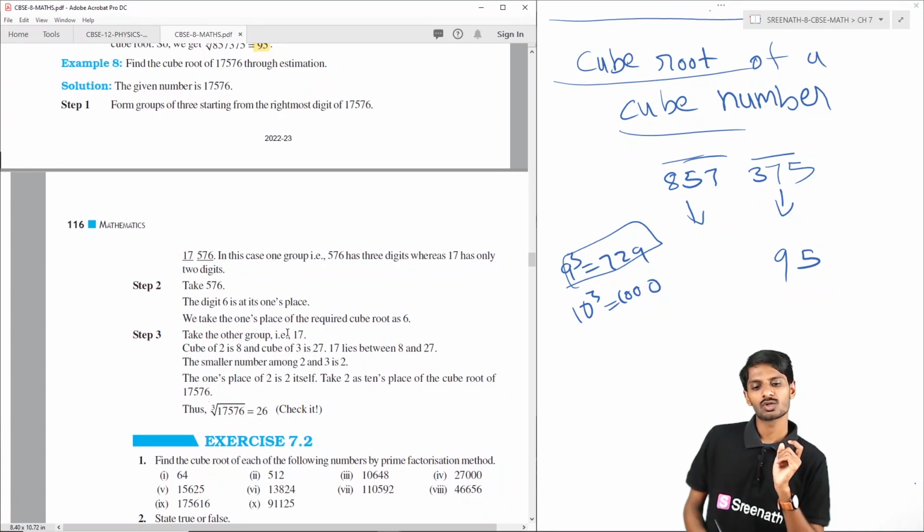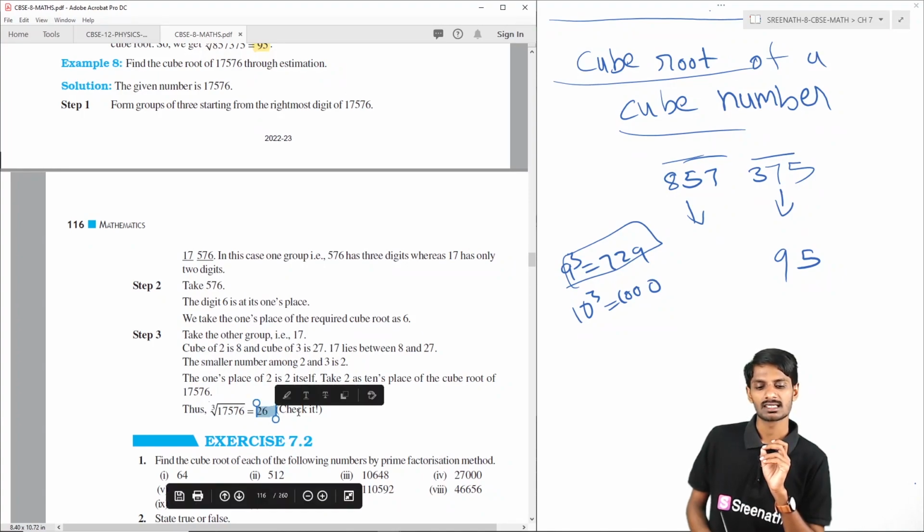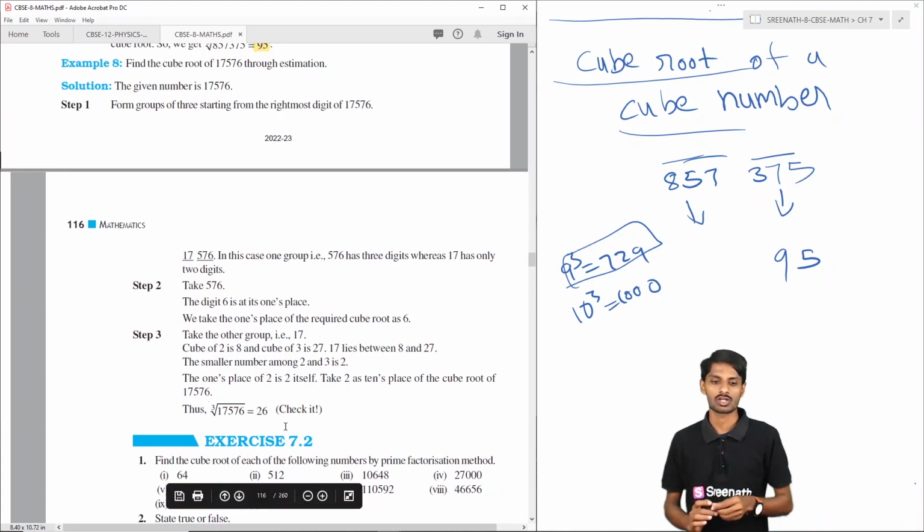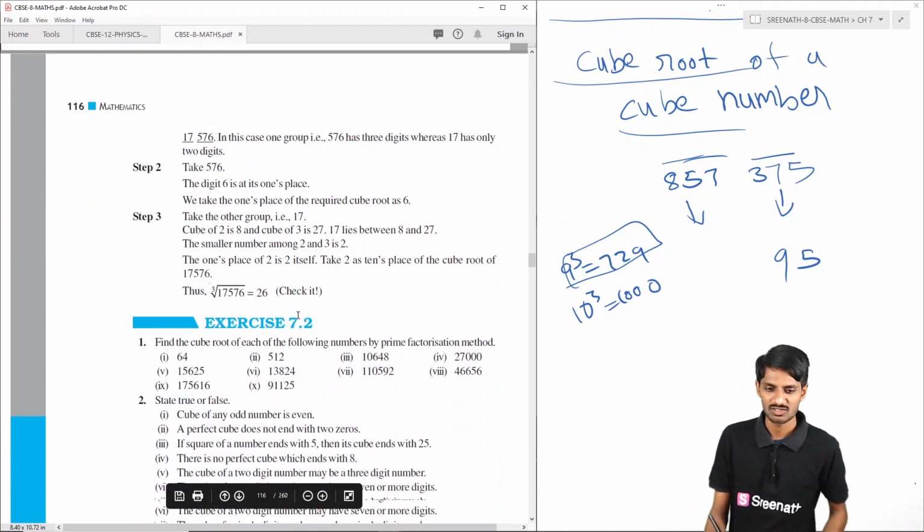If you take the other group, 17, it is very close to 2 and 3. It will be between 8 and 27, so we are taking it as 2. So finally it becomes approximately 26. This is called estimation, students.